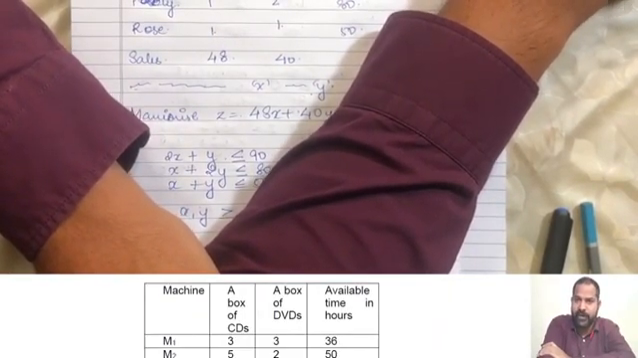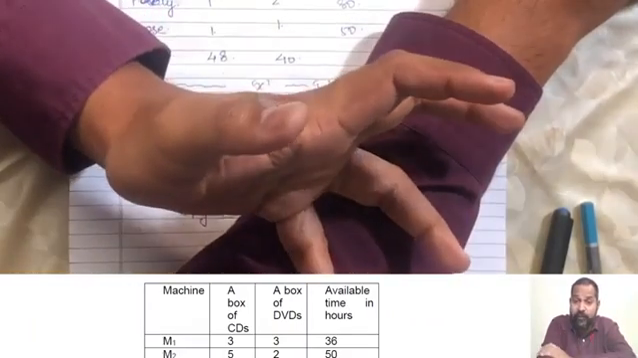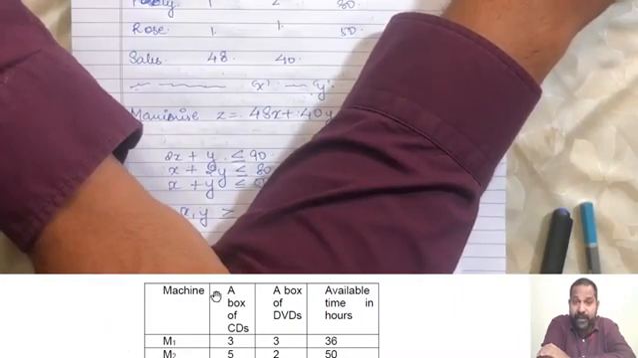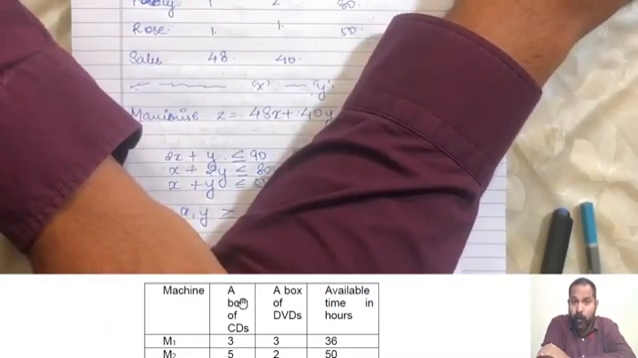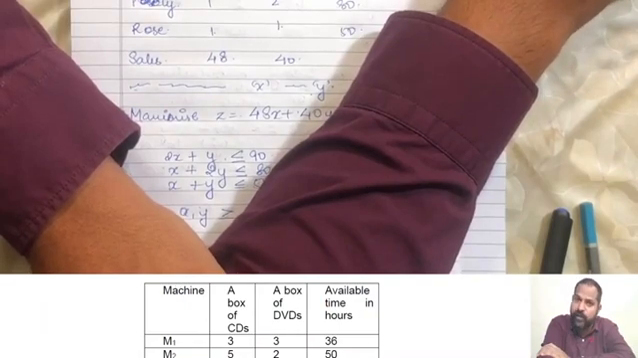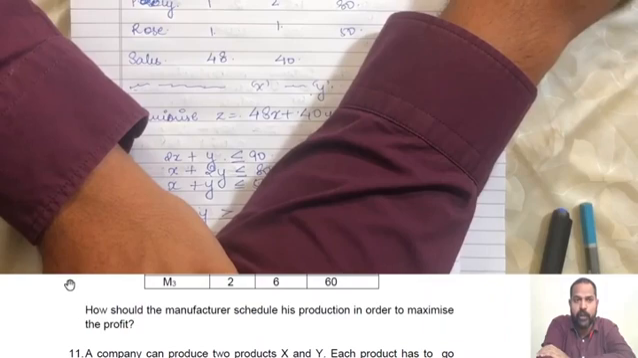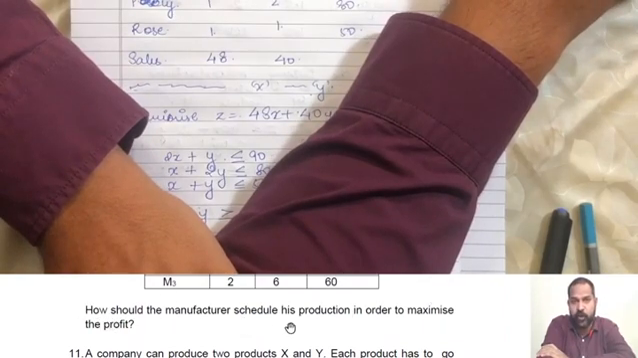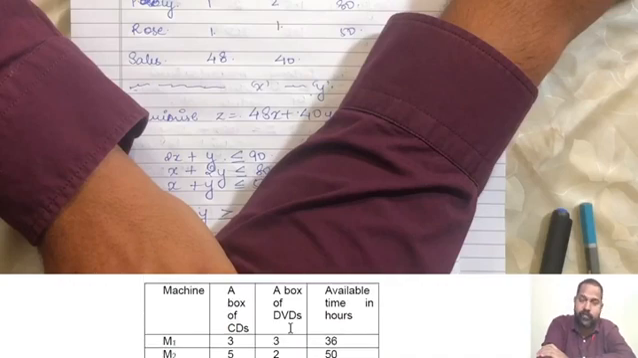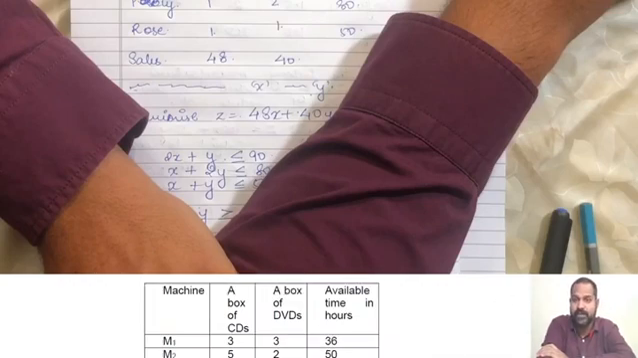Oh, fantastic. The details are given to you in a table. And they are given to you as and how I want them. Meaning they have written the box of CDs and DVDs horizontally and machines 1, 2, 3 vertically, which means it is in the format that I require. What do you want? How should the manufacturer schedule his production in order to maximize profit? Fine. Let me do one thing. Let me copy down this table as it is.